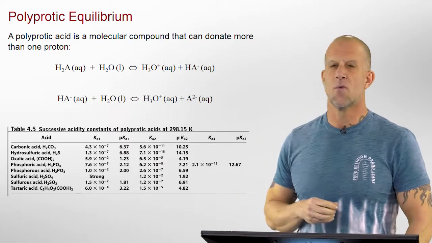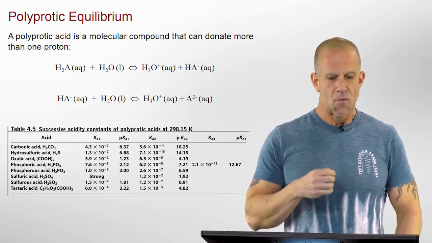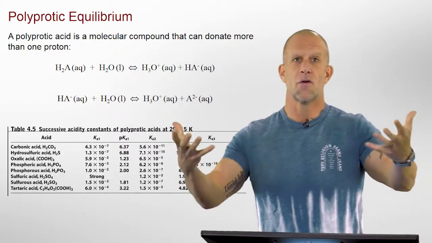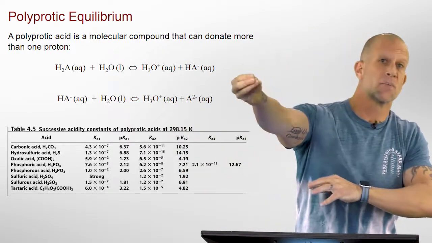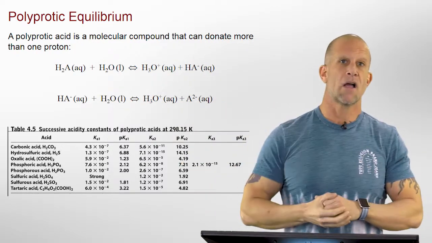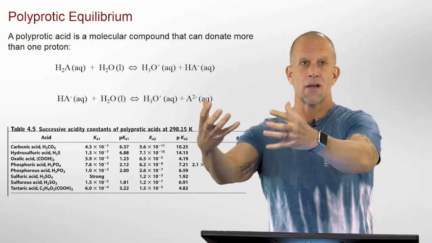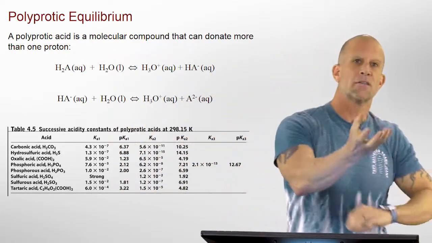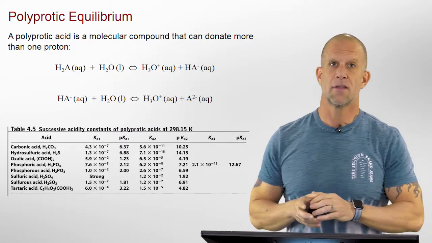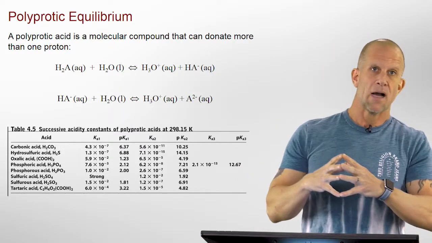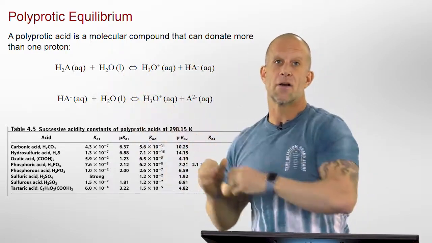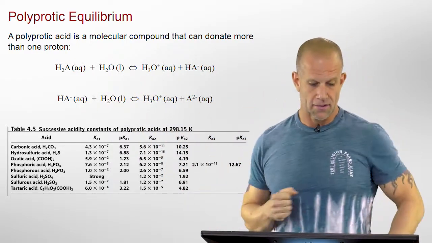Probably phosphoric is the one you see most commonly, where it's not just a single proton it can lose. It starts as, say, H3PO4, phosphoric acid. It can lose one of those protons off one of the oxygens, and that's nearly a strong acid. But then it can lose the second one and even the third one. And each one of those has a different acid constant or equilibrium associated with it. Usually the first one is a fairly acidic proton, and then they get weaker and weaker and have different pKa's associated with them.